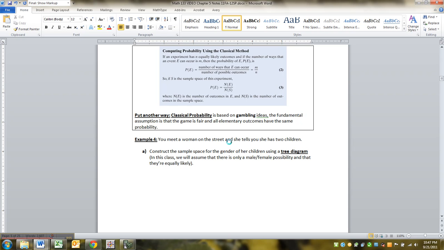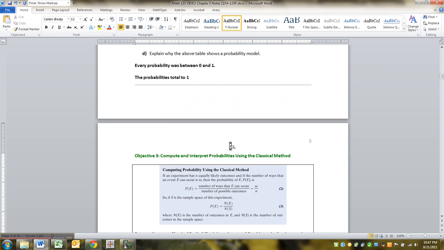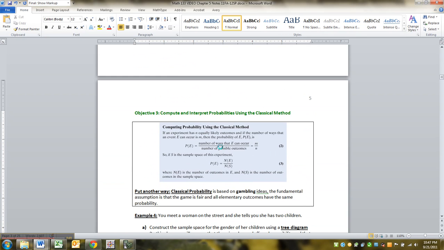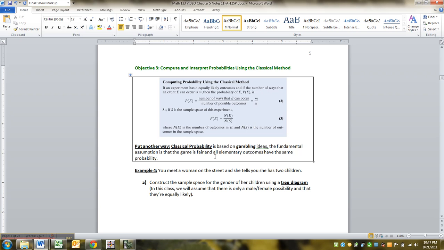Now, classical probability. Classical probability is based on gambling probability. Empirical probability is like from data, the more scientific probability, and classical probability is the gambler's probability. It's probability that you can figure out just by the rules of the game, without actually having to conduct an experiment. So it came out of gambling ideas.